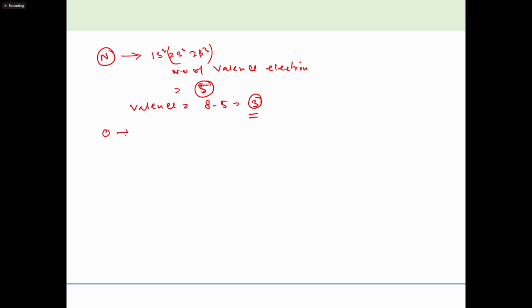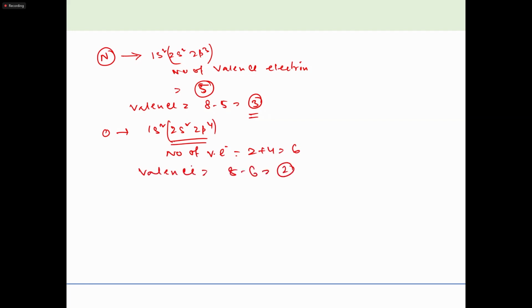Similarly, if you see the oxygen case, the electronic configuration is 1s2, 2s2, and 2p4. So this is the valence shell. The number of valence electrons equals 2 plus 4 equals 6. Now the valency equals 8 minus 6 equals 2. So here, to calculate this, you have to know the electronic configuration. This is the general electronic configuration.